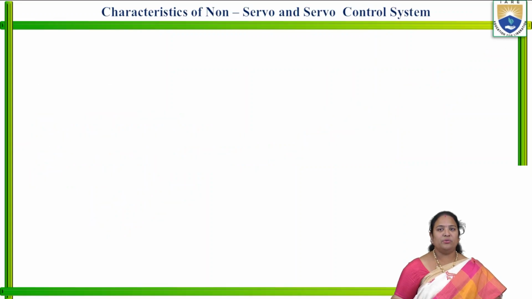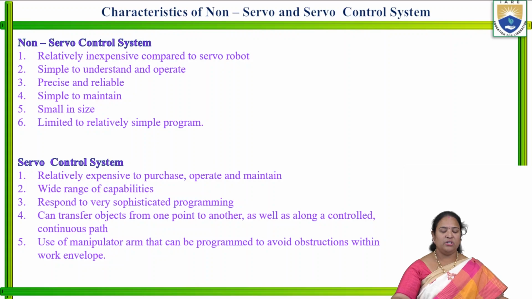Now, next, moving on to the characteristics. What are the characteristics of the non-servo and the servo control systems? Firstly, coming to the non-servo system. As we have seen from the description of the open and closed loop systems, the non-servo control systems are relatively less expensive. They cost less compared to the servo controller systems.